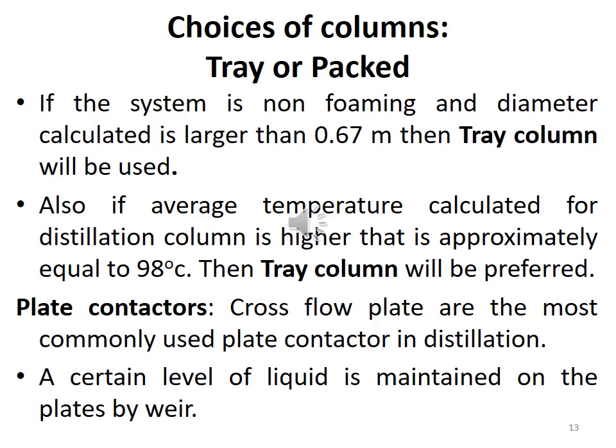The liquid moves from plate to plate via downcomers. The liquid comes down through the downcomer under the force of gravity, and a certain level of liquid is maintained on the plate by a weir. We must know what is a weir. A weir is a small reservoir of water or solvent or the feed that you are having at the bottom of the column. So this weir is a small dam, a small reservoir which is at the bottom of your column. So a certain level of liquid is maintained on the plates by a weir.